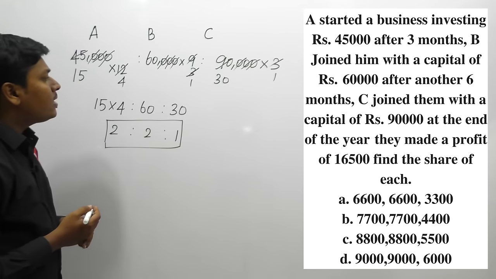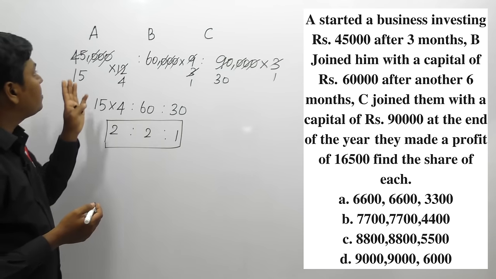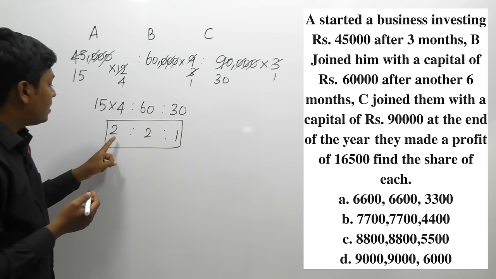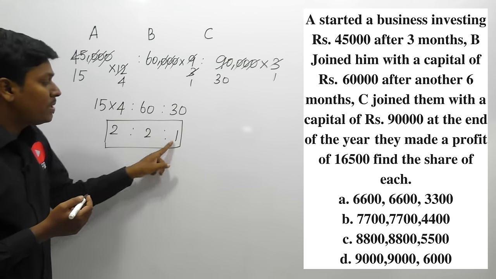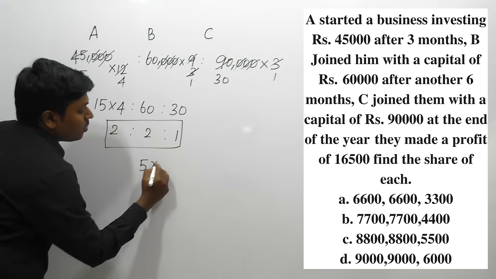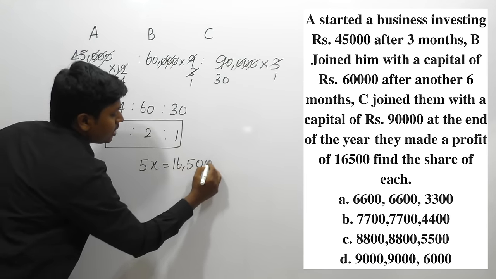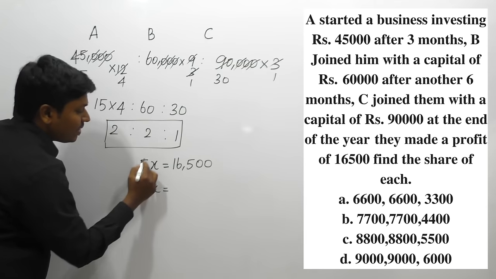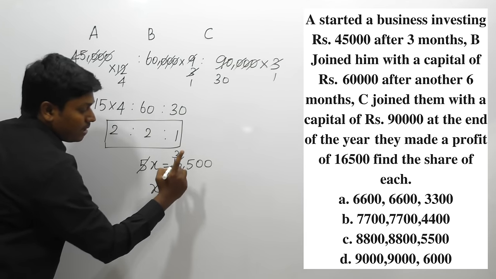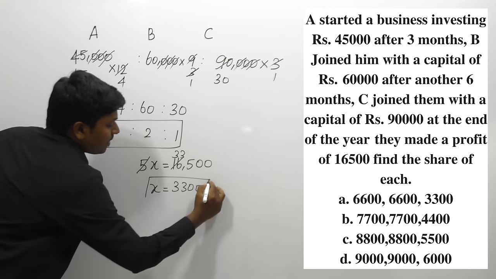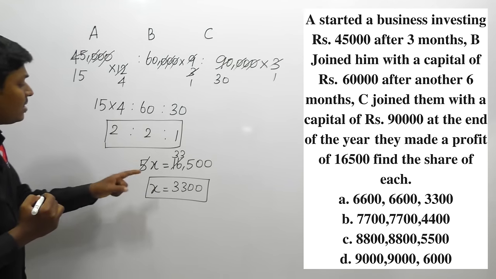So friends, our target is to find each share, right? So we need to find the share of A, the share of B, and the share of C. Listen here friends, the total share will be 2 plus 2 plus 1, which is 5x, right? So the total 5x is equal to the profit, that is 16,500. So we can say that x is equal to, when we divide, 5 3s are 15, remainder will be 1, 5 3s are 15, so 3300. So friends, finally we got x is equal to 3300.